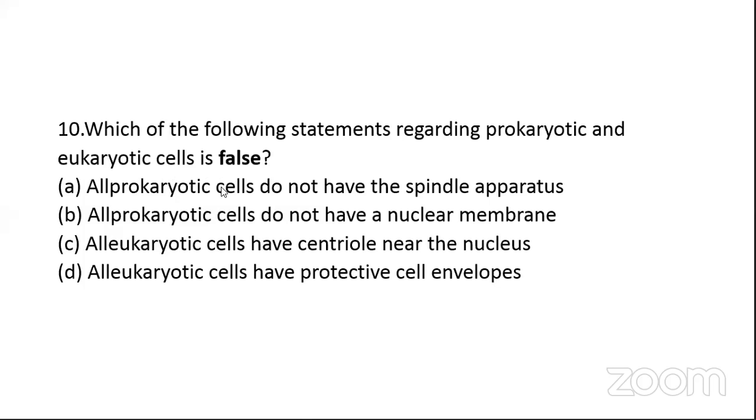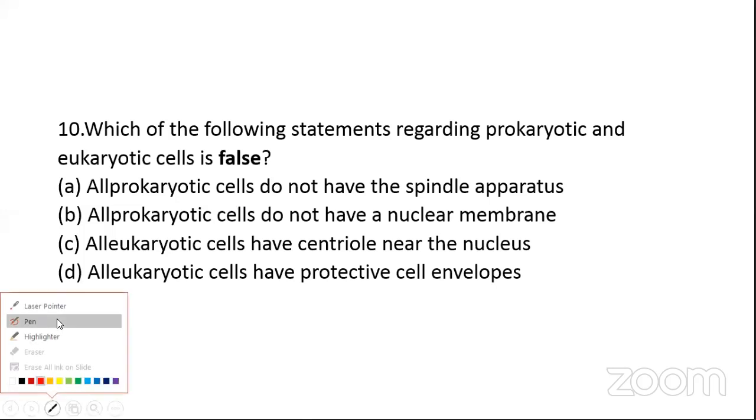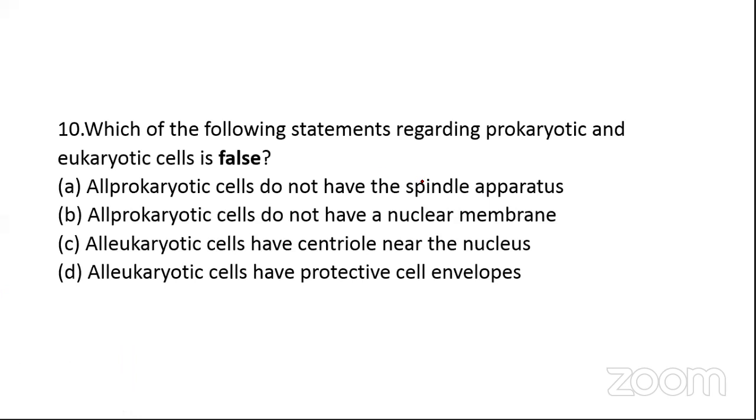So all prokaryotic cells do not have spindle apparatus. Yeah, that is true. They do not have nuclear membrane. That is also true. All eukaryotic cells have centriole near the nucleus. That is wrong. All eukaryotic cells have protective cell envelopes.